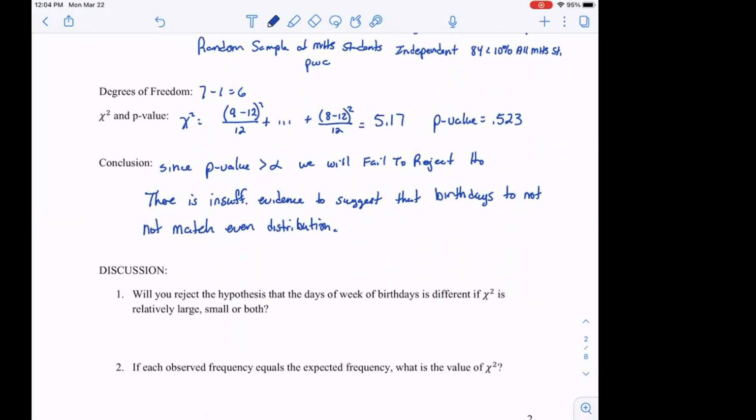We reject the hypothesis that days of the week and birthdays are different if chi-squared is relatively large, small, or both. So if we're going to reject it, that chi-squared value needs to be large.